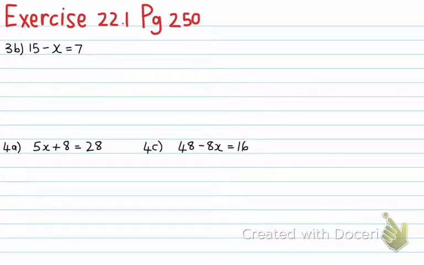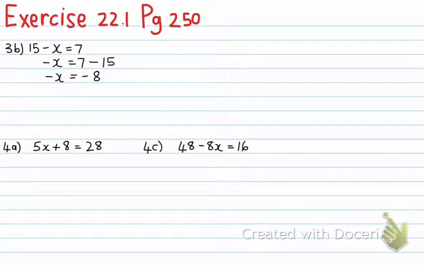All right. Let's look at the answers of exercise 22.1. 3b, we have an equation 15 minus x is equal to 7. I have to solve for x, so I'm going to keep the negative. Please, guys, keep this negative here. I'm going to keep the negative x on the left-hand side, and then I'm going to take this positive 15 to the right-hand side, and it will become a negative 15. Now, 7 minus 15 is negative 8.